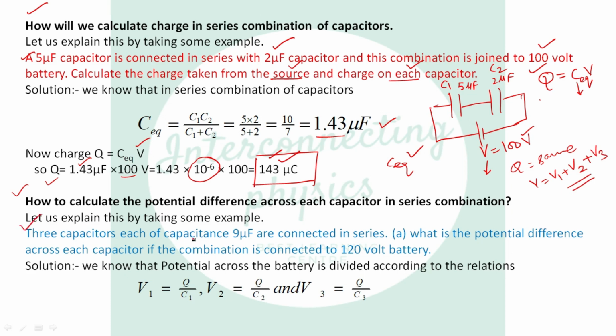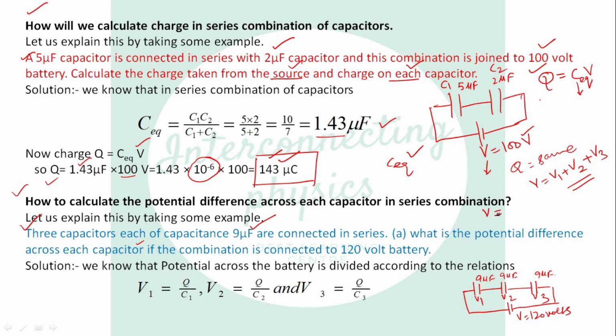Suppose we have three capacitors, each of capacitance 9 microfarad. They are connected in series and connected to a 120 volt battery. Now what is the potential difference across each capacitor? You have to calculate V1, V2 and V3. V gets divided into three parts, V1 plus V2 plus V3.